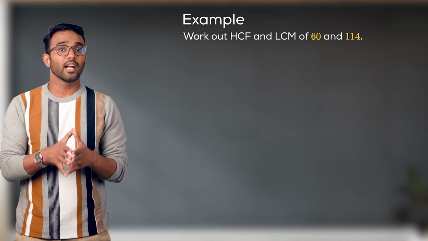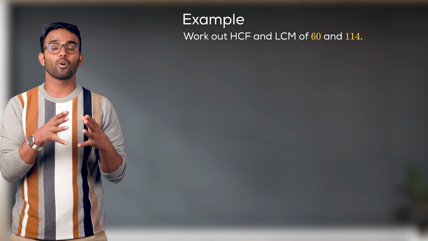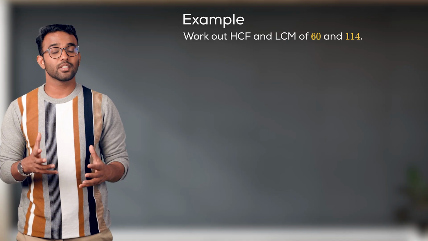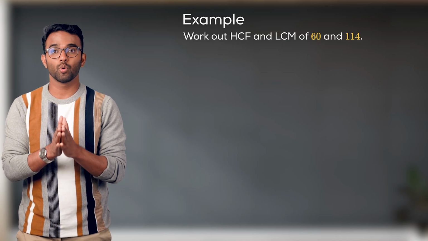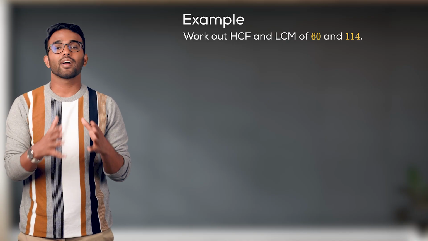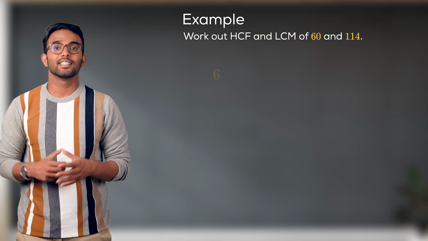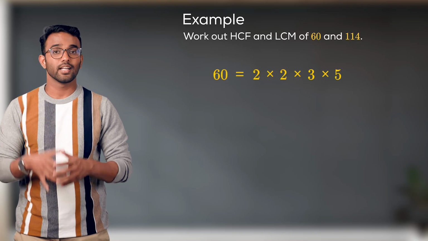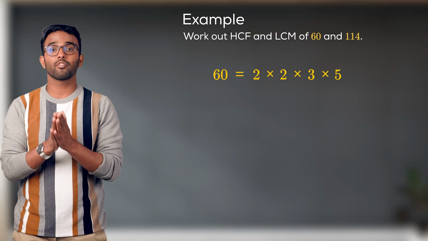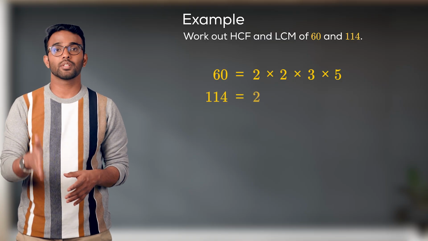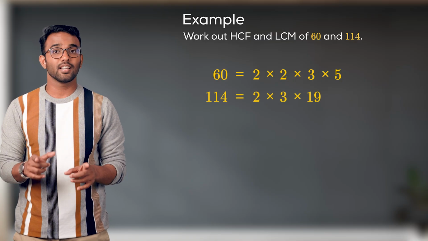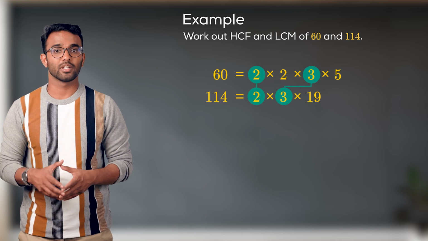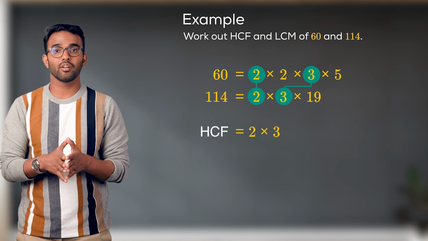Work out highest common factor and lowest common multiple of 60 and 114. So first, we need to prime factorize both numbers. This is the prime factorization of 60. 60 equals 2 times 2 times 3 times 5. And this is the prime factorization of 114, which is 2 times 3 times 19. HCF is only the common pair here. There is a 2 and a 3 common. So HCF is 2 times 3, which is 6.